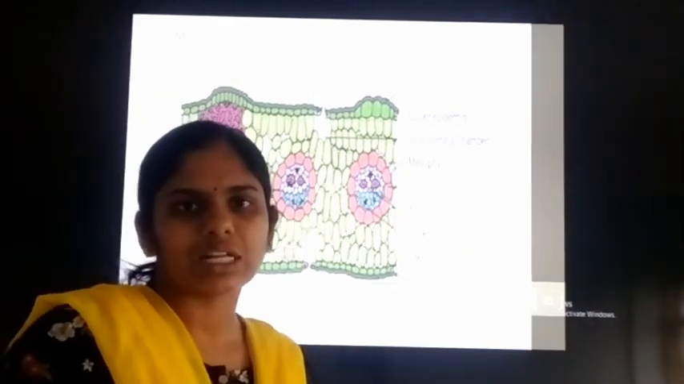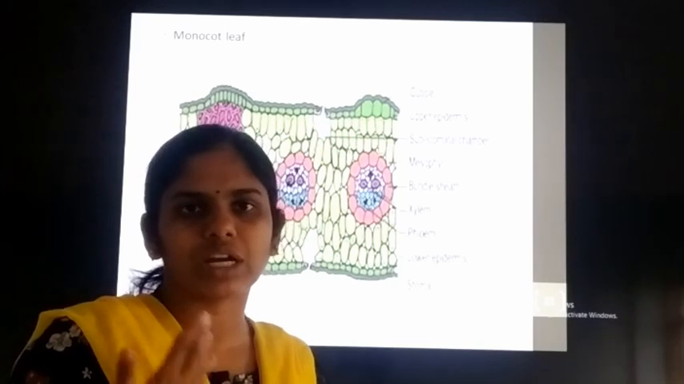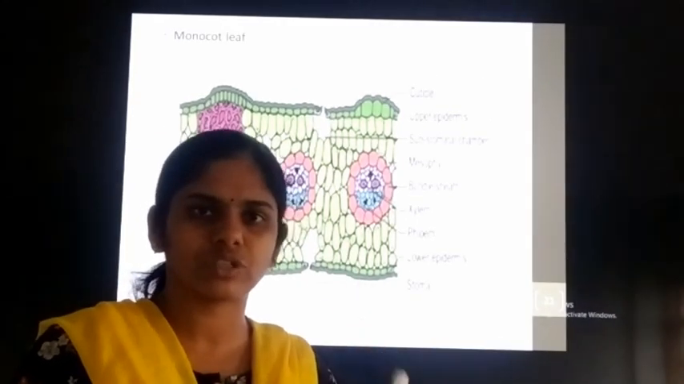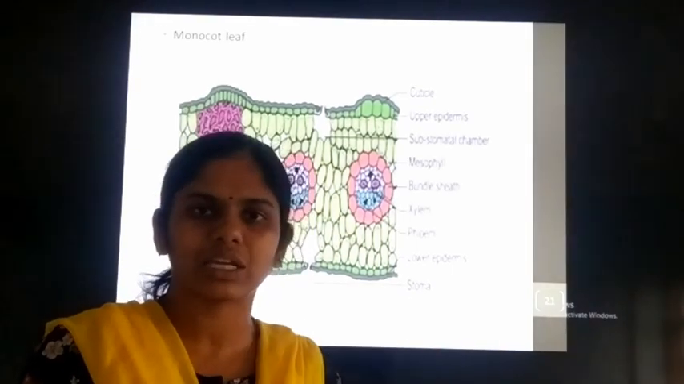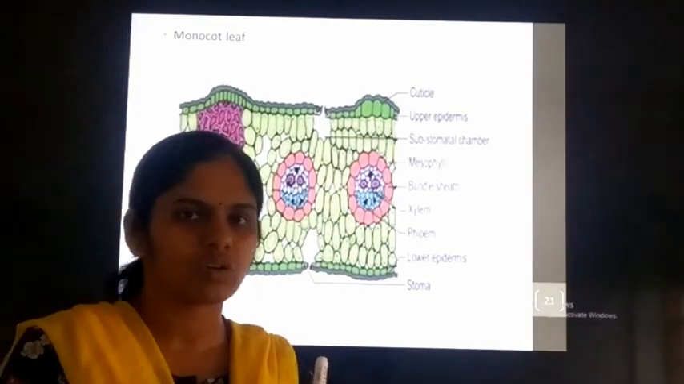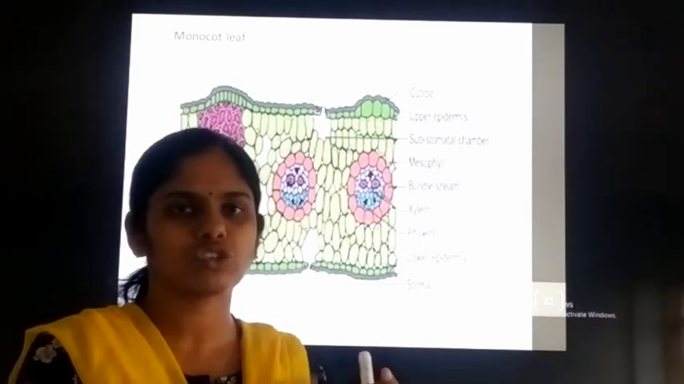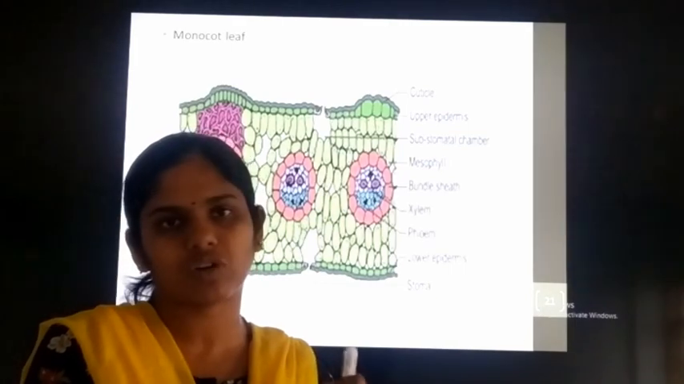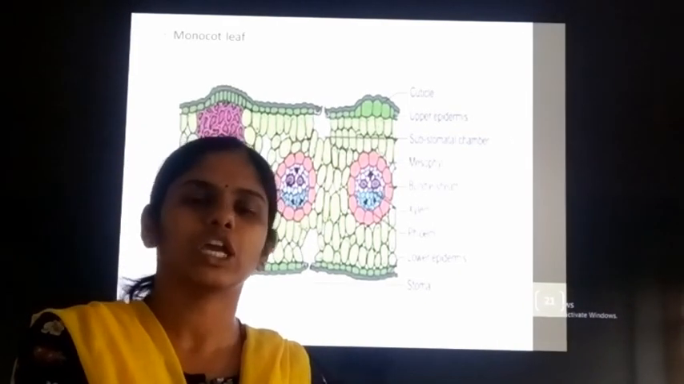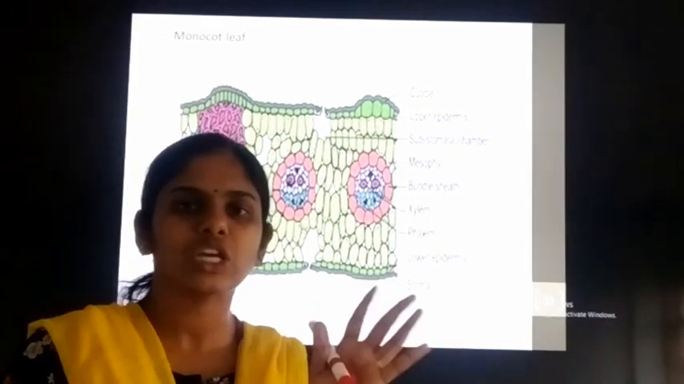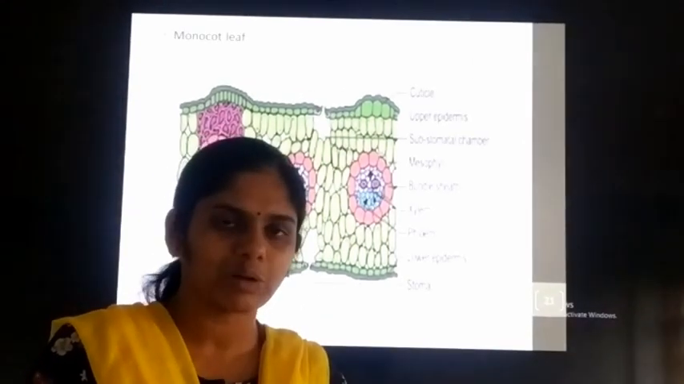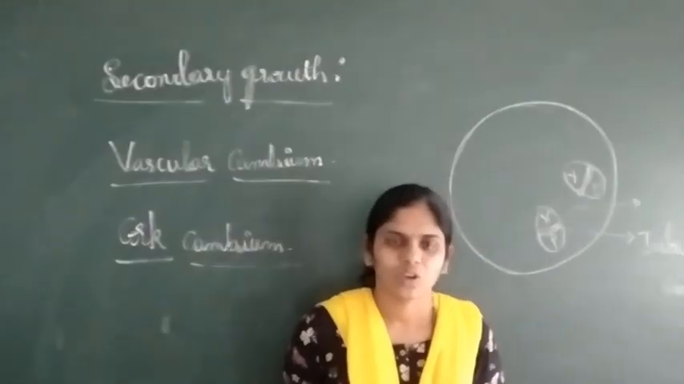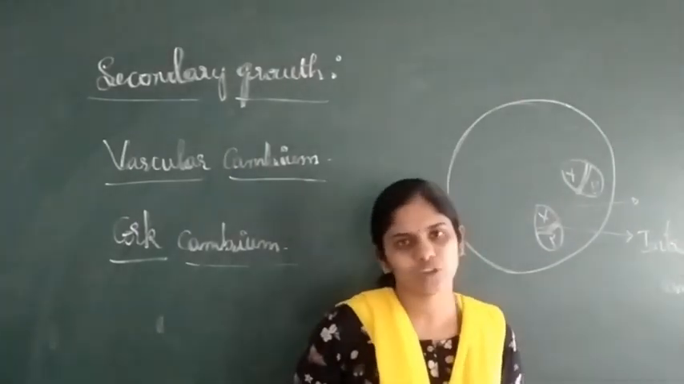Both the anatomical view of a monocot and a dicot leaf. Dicot root, monocot root, transverse section of dicot root, monocot root, transverse section of dicot stem and monocot stem, vertical section of dicot leaf and monocot leaf. You may be asked either a diagram or an explanation, for 5 marks. Okay, next topic, that is secondary growth.